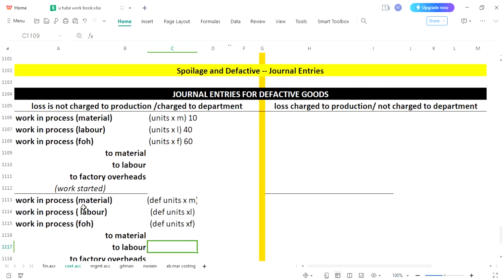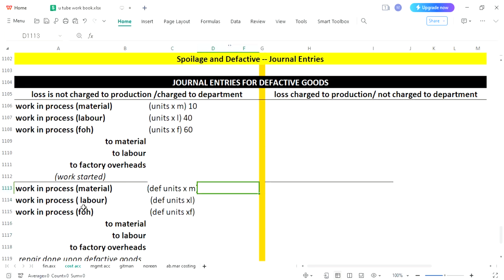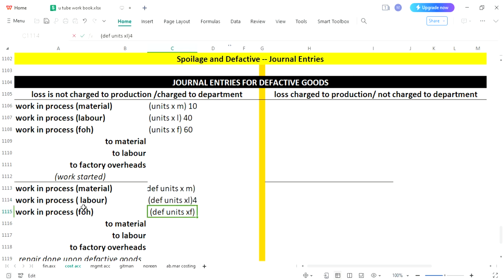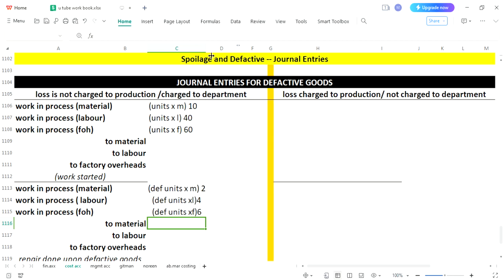And for defective goods, where should we write? No place is present over here. Let's say here the amount is 2, then we have 4, and then we have 6. Just assumed amounts are present over here. Effective units multiplied by m. So work in process material in the first entry is 10. Work in process material in the second entry is 2. In both entries, work in process material is on the debit side.